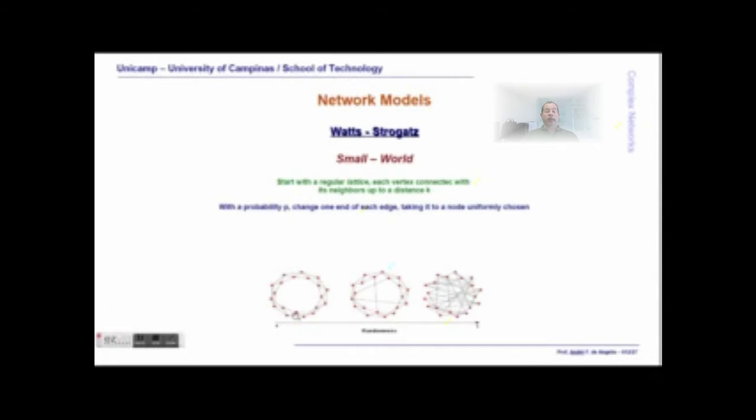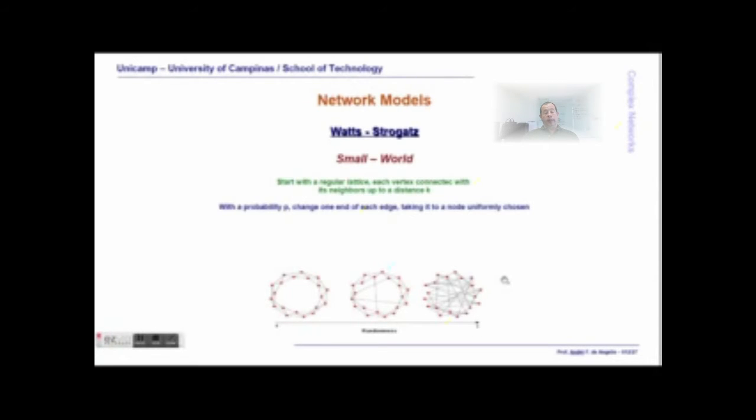I will rewire the network, changing the endpoint of the edges according to some probability. In the process, we start with a regular lattice, a regular network, not a complex one, and we step forward to a complex network.